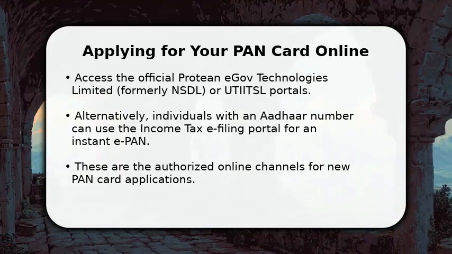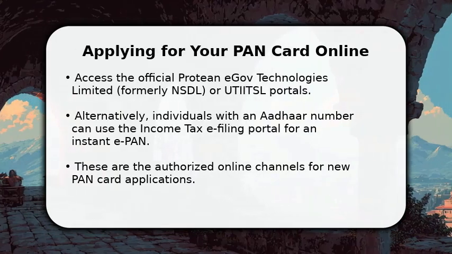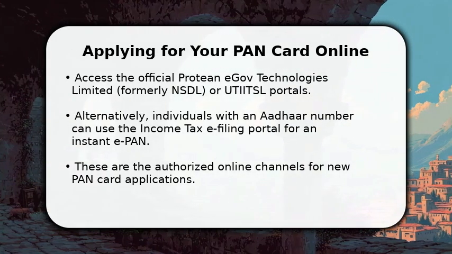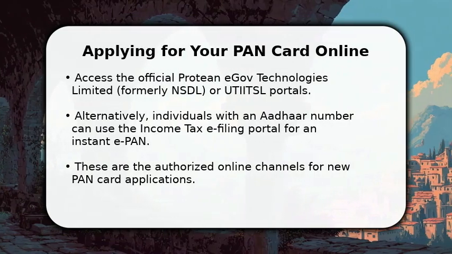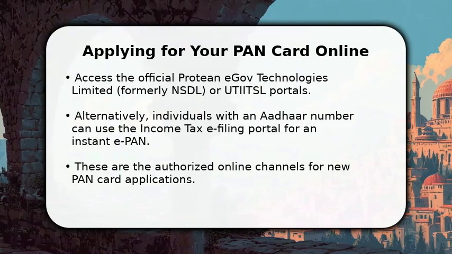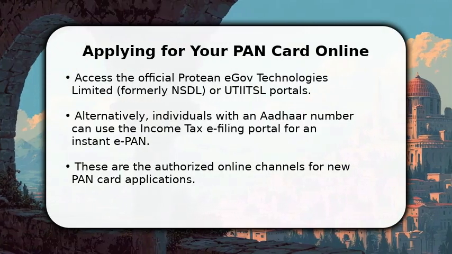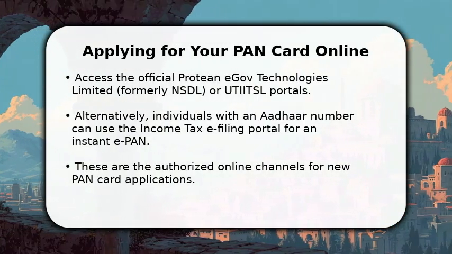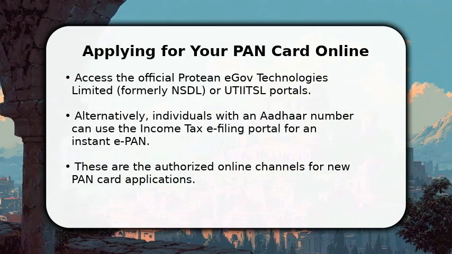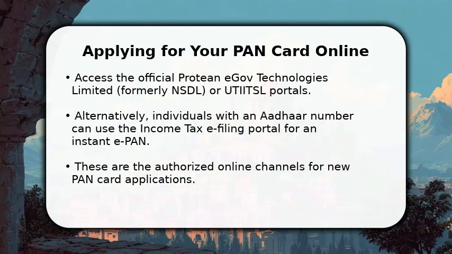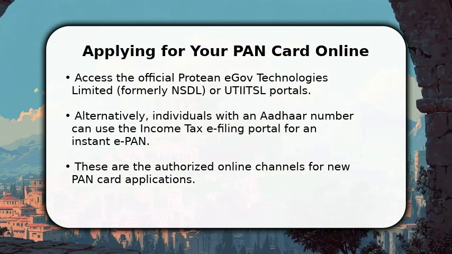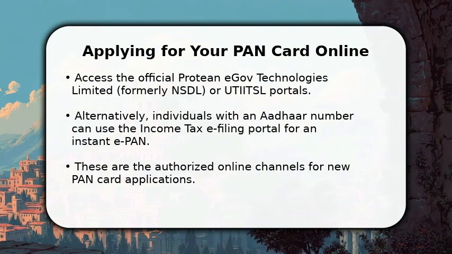In this video, I will explain how to apply for your government permanent account number, or PAN, card. The most straightforward and official way to apply for a new PAN card is online. You'll need to visit either the Protean eGov Technologies Limited, formerly NSDL, or the UTIITSL websites. For individual applicants with a valid Aadhaar number, the Income Tax e-filing portal also offers a quick, paperless, and free instant ePAN option. These are the only government-approved online methods.